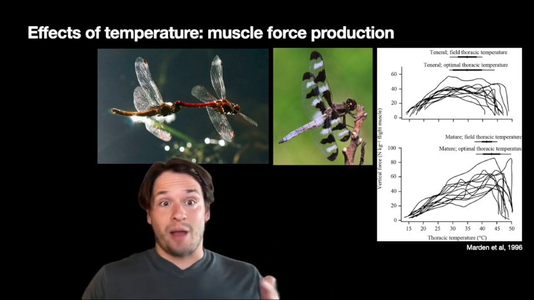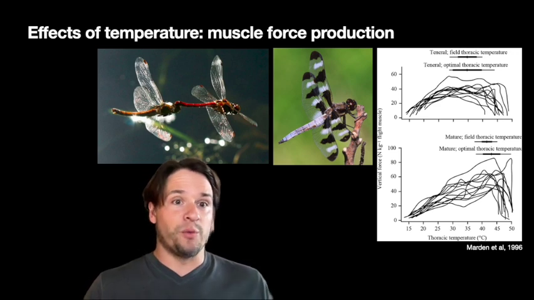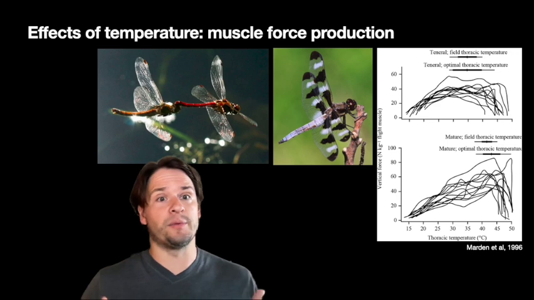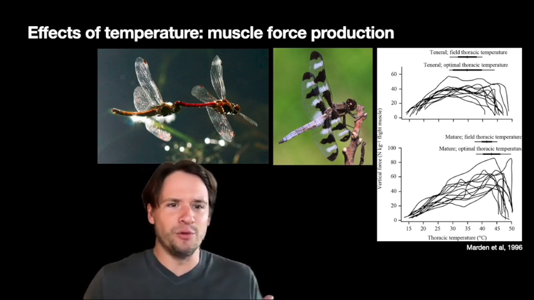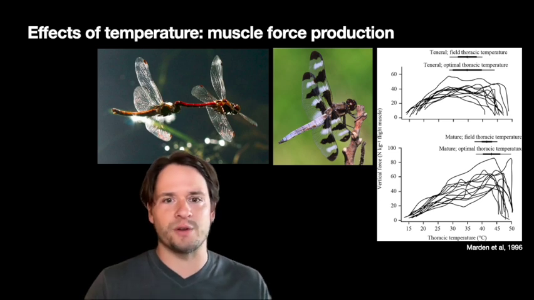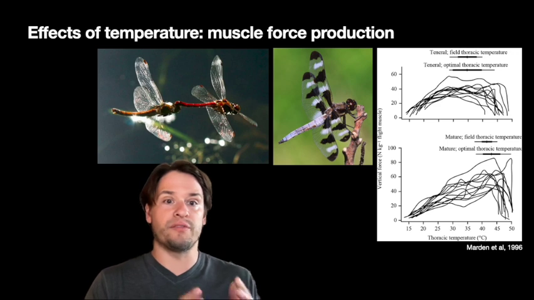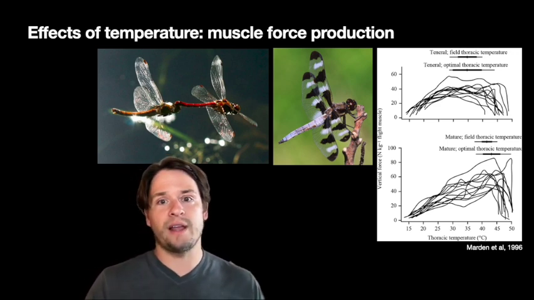Similarly, in addition to just capturing prey, dragonflies often actually mate in flight in something called the wheel, and they need to be able to produce a lot of force to conduct these high maneuverability and high performance behaviors. And what we see is a strong dependence of force production on temperature. You can see here on the curves on the right. And interestingly, that actually seems to change with age.